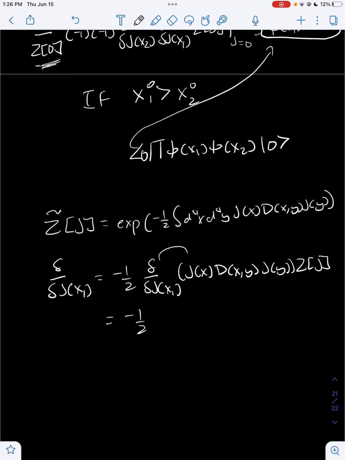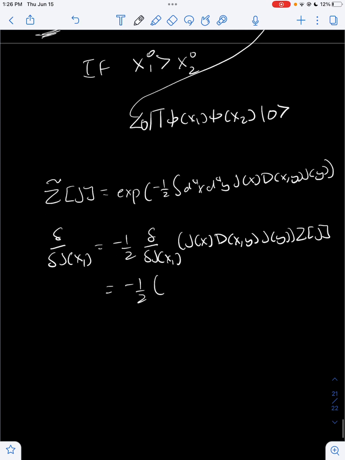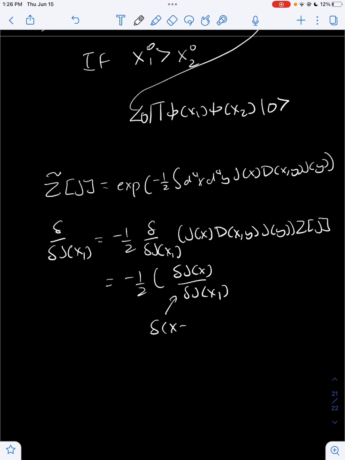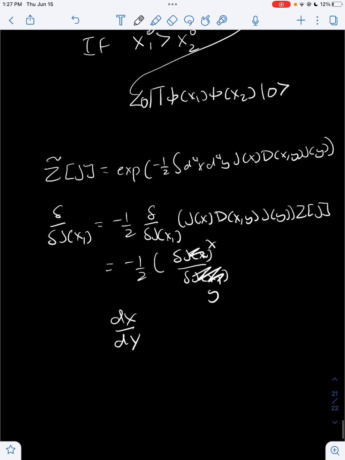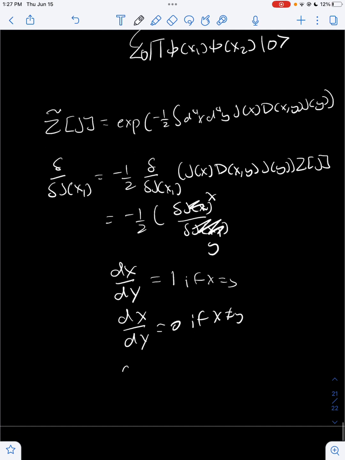distribute this derivative inside. So the rule of functional differentiation is that if you have the derivative of j(x) with respect to j(x1), that's going to give us a delta function of x minus x1. If you think of this as just x, for example, and this is just y, we basically have dx over dy. And dx over dy is going to be 1 if x equals y, and it's going to be 0 if x is not equal to y. In other words, dx over dy is the delta function of x, y.